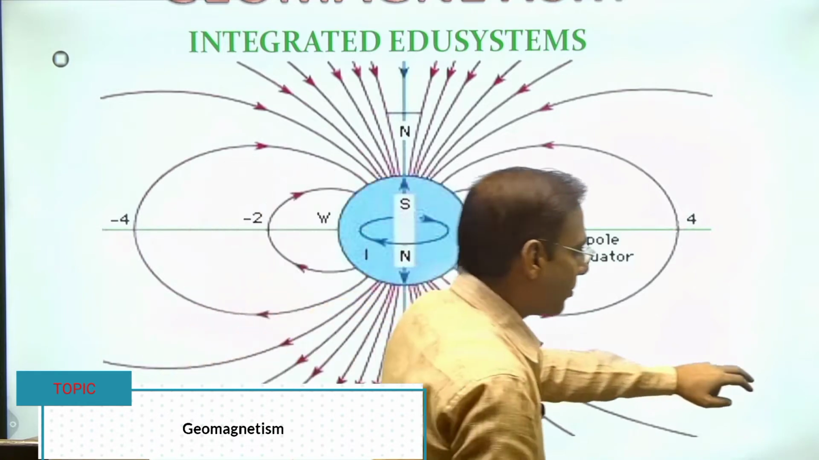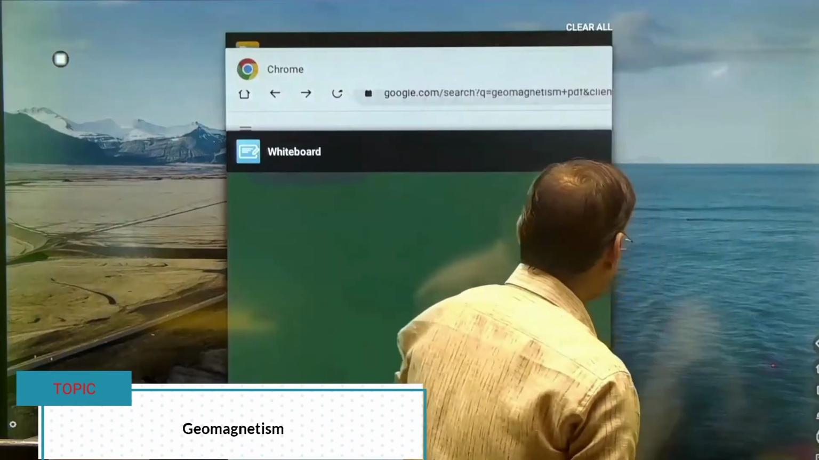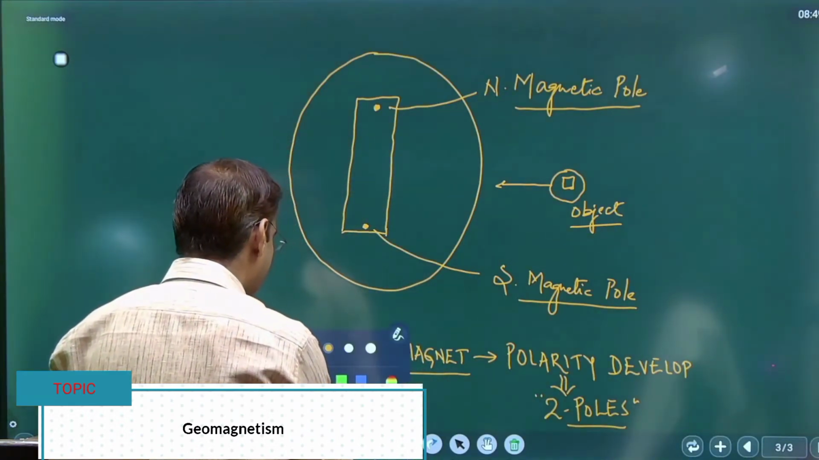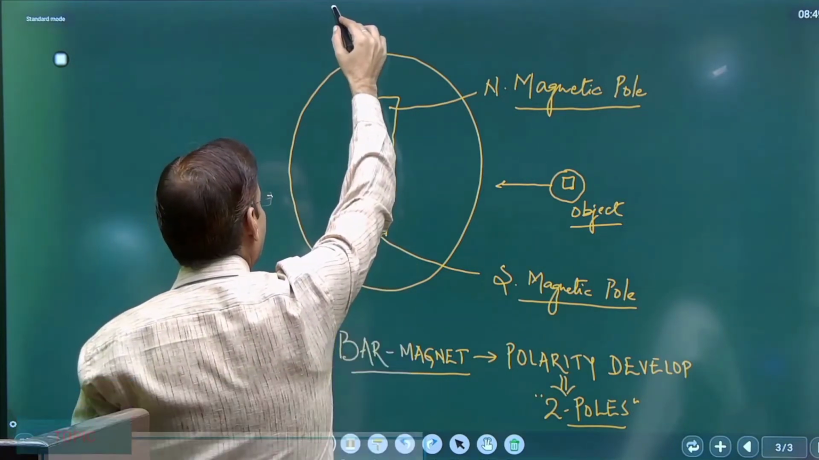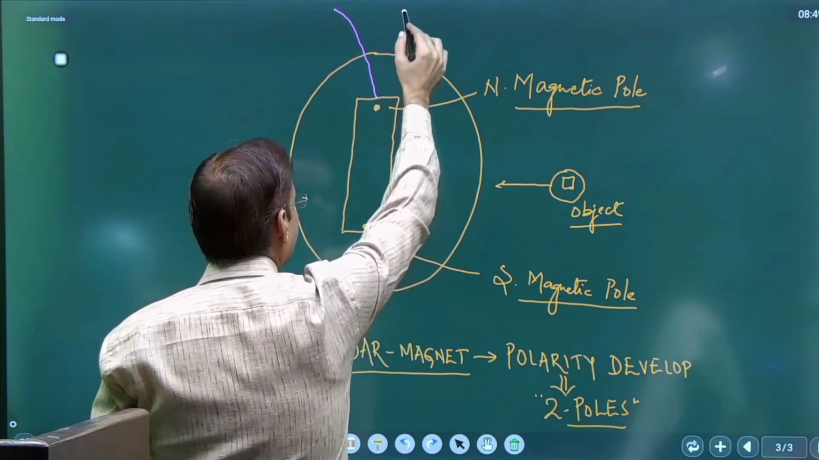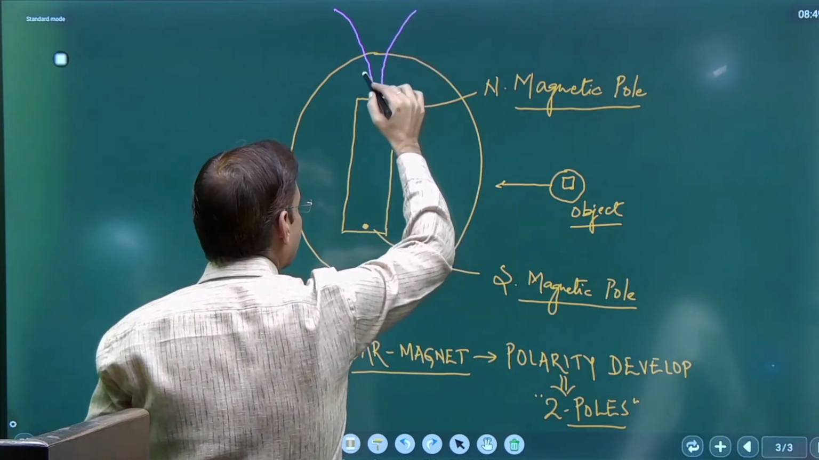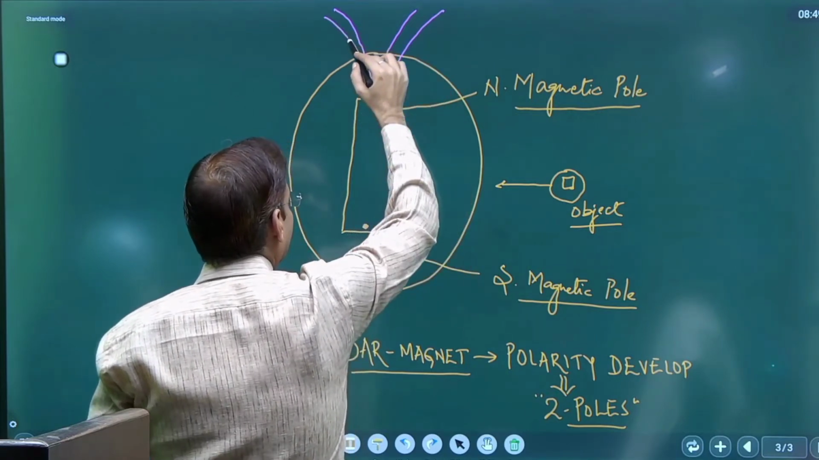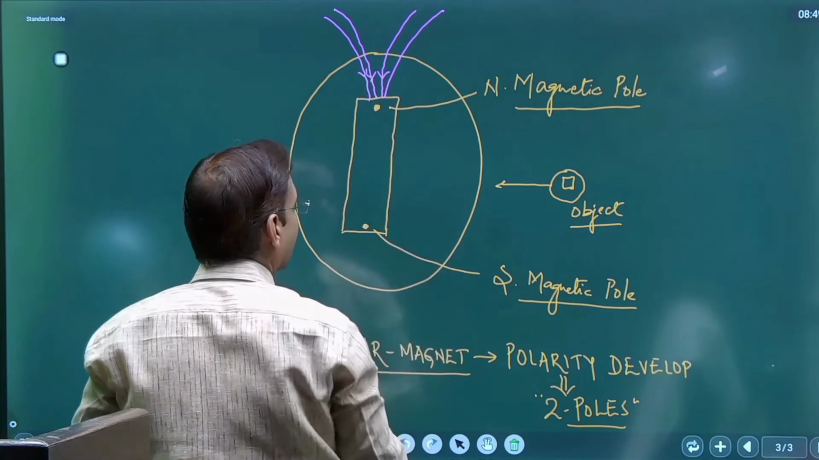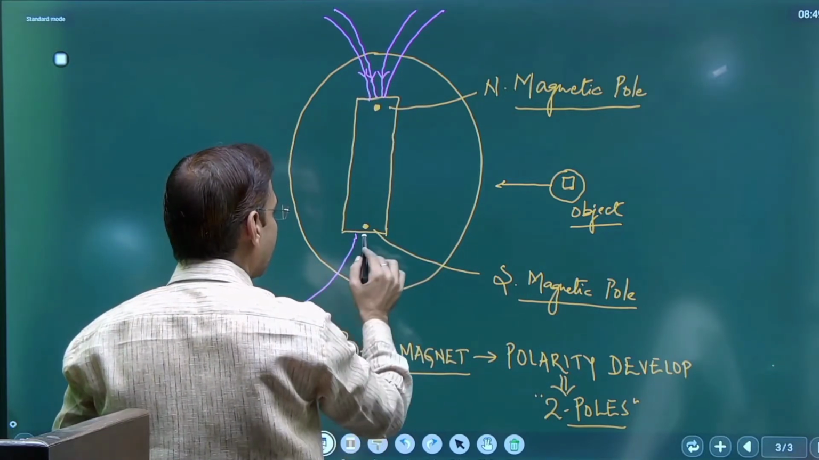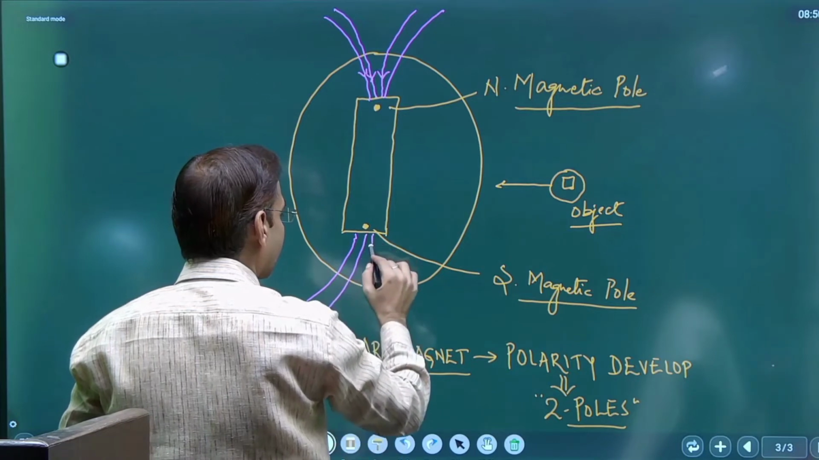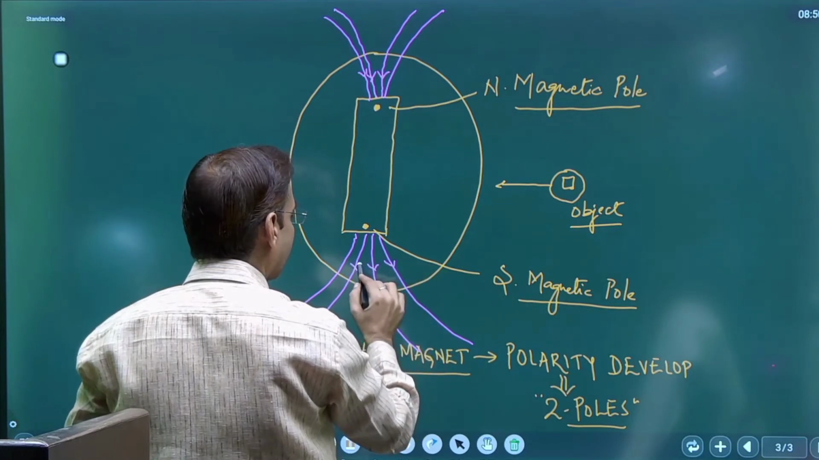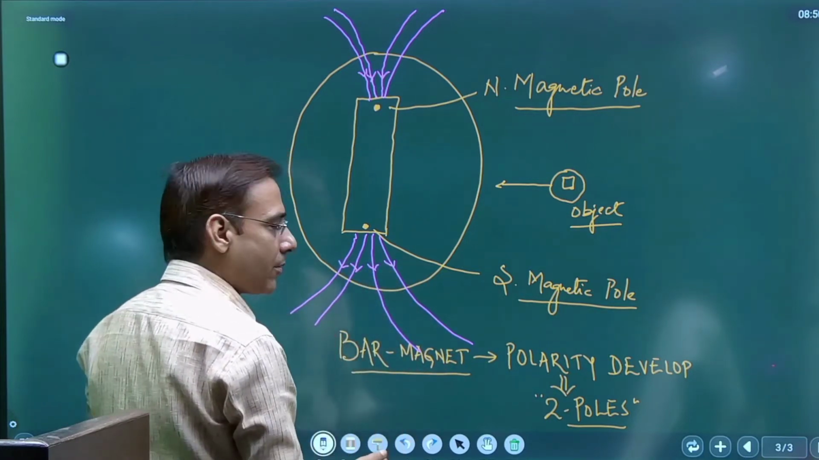So from this, what happened here, when you look at all the lines of force, they converge at this point and emerge from here.